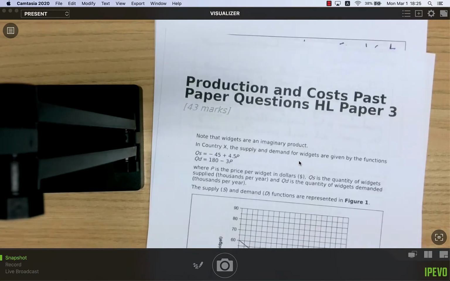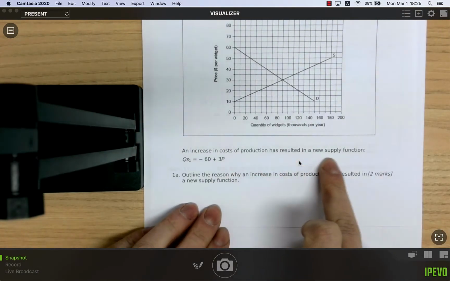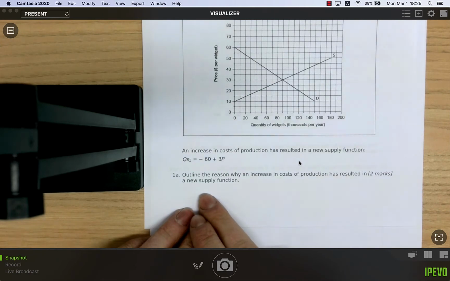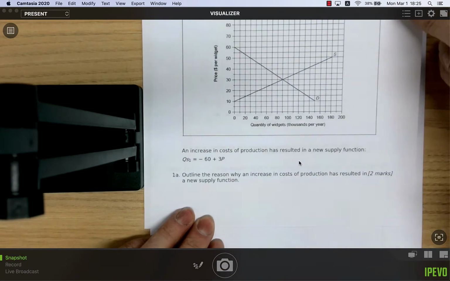and we have kind of looked at this stuff before, is that an increase in cost of production has resulted in a new supply function of this. Now obviously we've answered that in other questions, so I don't want to dwell too much on stuff that we've already done in other videos. Outline the reason why an increase in cost of production has resulted in a new supply function.